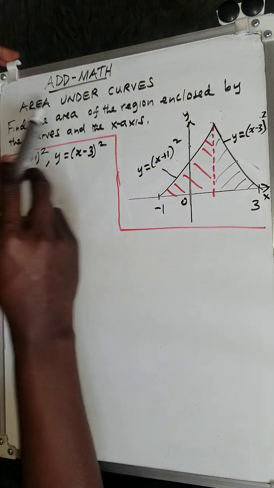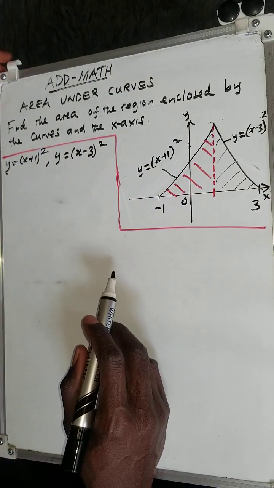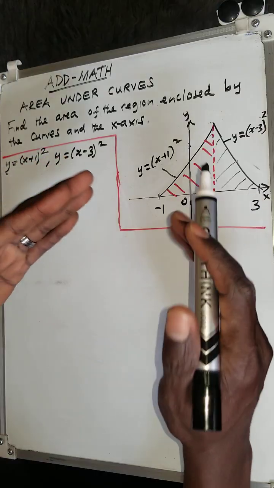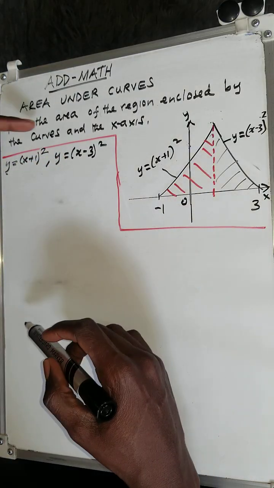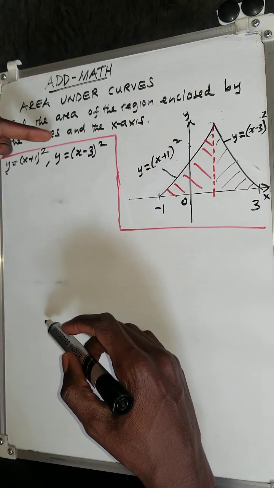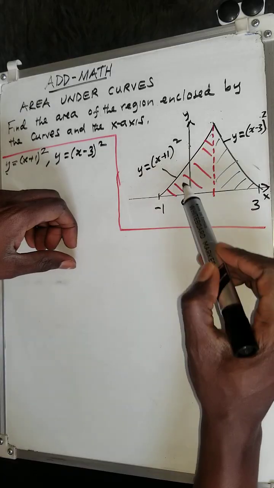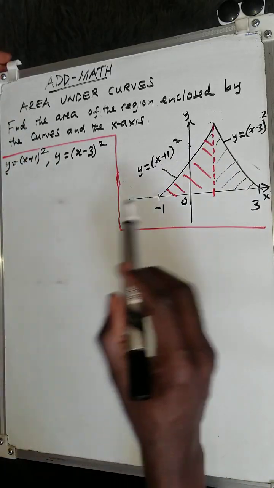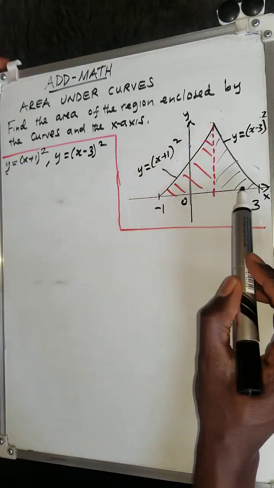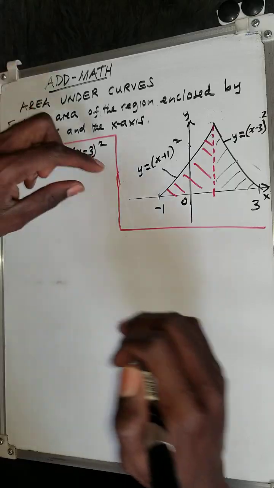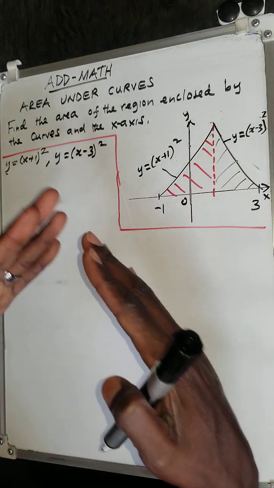So we want to continue as we look at area and the curves, and this is the question that I have. So I've got two curves. It says find the area of the region enclosed by the curves and the x-axis. So this is the shaded region that I've shaded in red and black. That's the area.